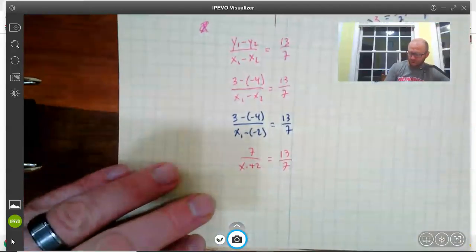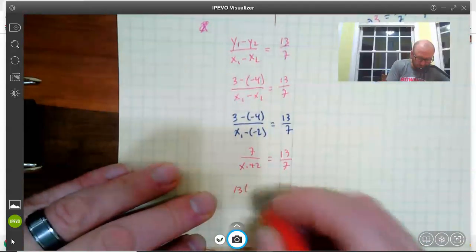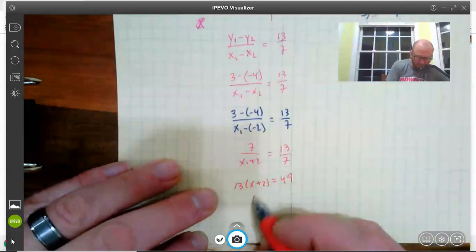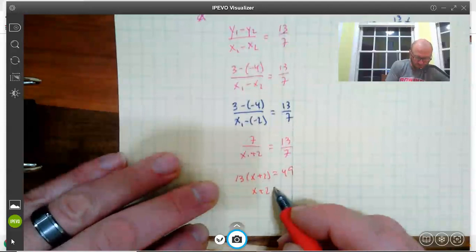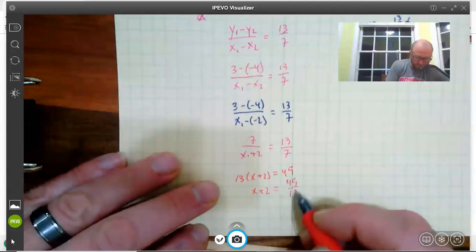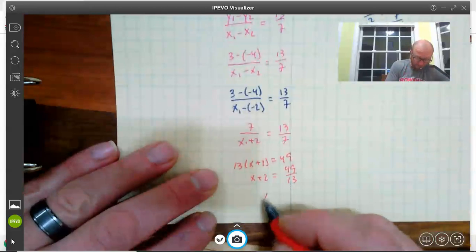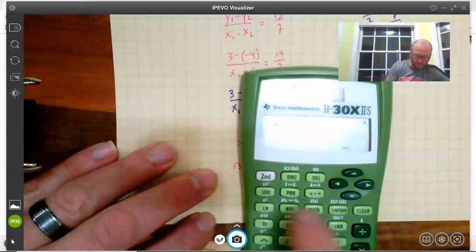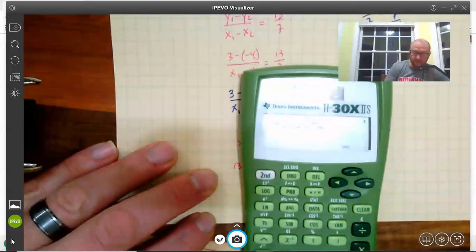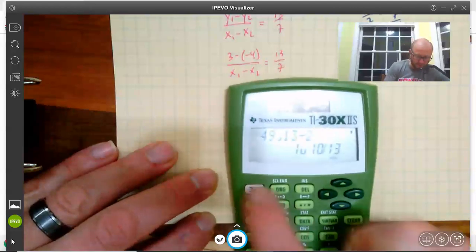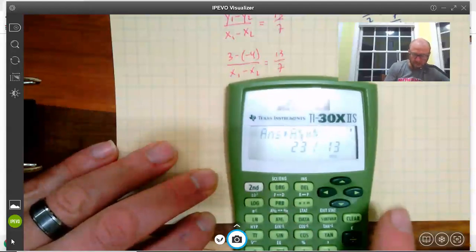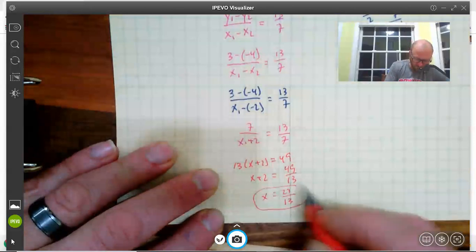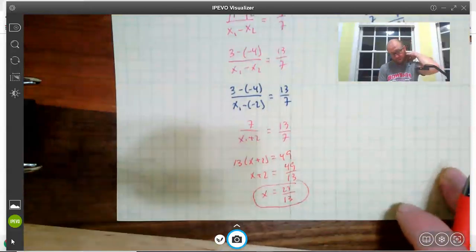I'll do a little cross multiplying here. I get 13 times x plus 2 equals 49. X plus 2 equals 49 over 13, and x equals 49 over 13 minus 2, which gives 23/13. Okay. So again, we have the same answer.